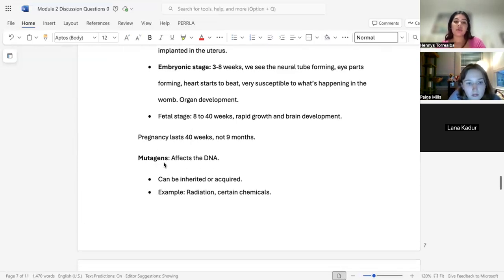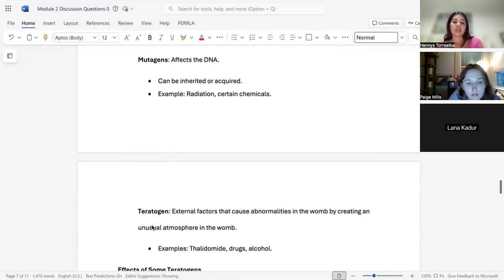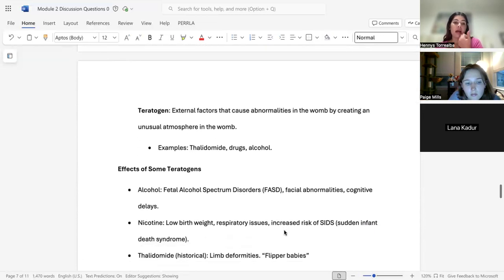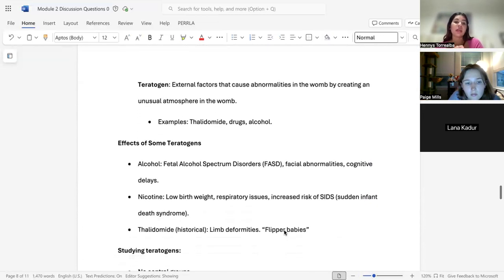And then we have mutagens, which are those that affect the DNA. This can be inherited or acquired, such as radiation. And then a teratogen is an external factor that causes abnormalities in the womb by creating an unusual atmosphere in the womb. So some of this can be alcohol, drugs, some medicines. Alcohol is one of them, and it can cause fetal alcohol spectrum disorders, facial abnormalities, cognitive delays. Then nicotine could cause low birth weight, respiratory issues, increased risk of sudden infant death syndrome.